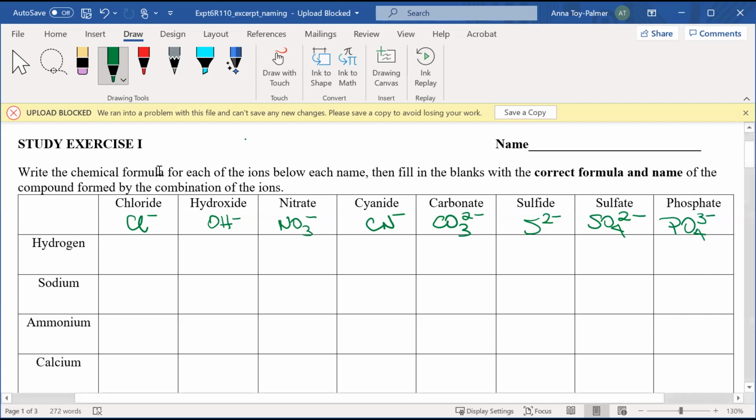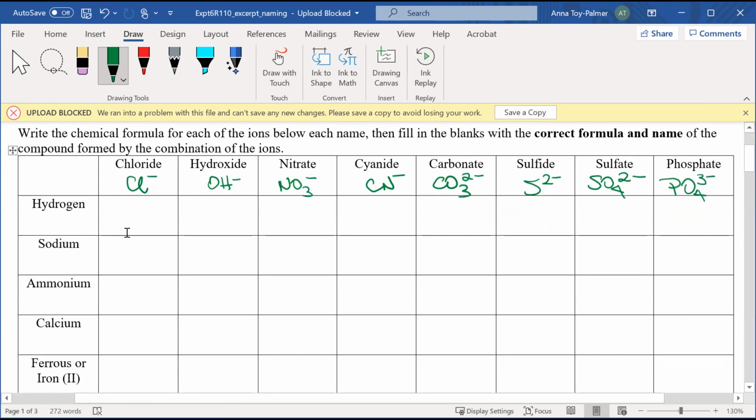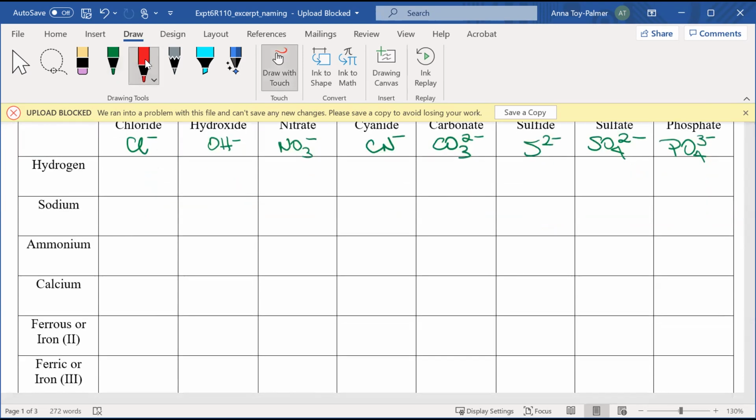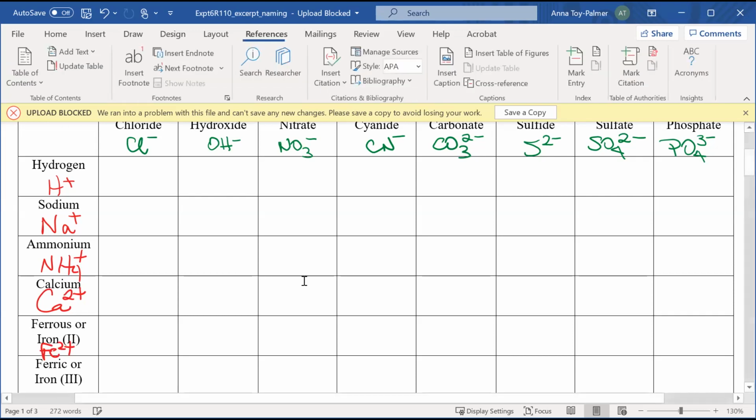In your first column, these are all your cations, okay? So you want to put in your formula for your cation. So hydrogen ion looks like this. Sodium ion looks like this. So it's not the element, but your cations. Ammonium, you know, it looks like this. Calcium ion. Iron 2. Okay. And then I'll stop there for now.